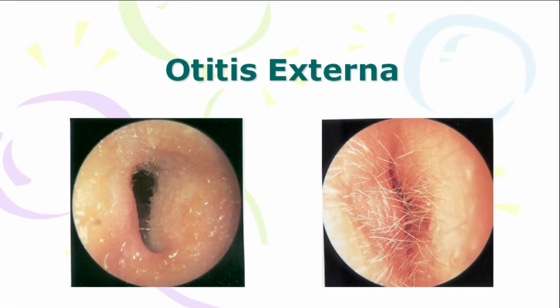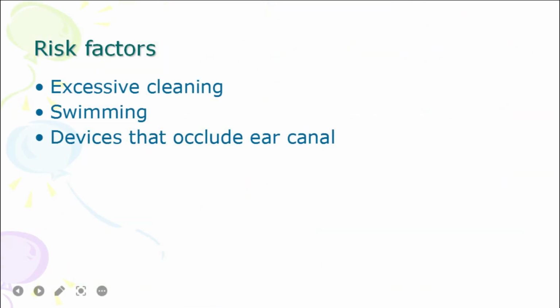Otitis externa is an inflammatory and infectious process of the external auditory canal. Pseudomonas aeruginosa and Staphylococcus aureus are the most commonly isolated organisms. Less commonly isolated organisms include Proteus species, Staphylococcus epidermidis, diphtheroids, and Escherichia coli. Risk factors are excessive cleaning, swimming, and devices that occlude the ear canal.